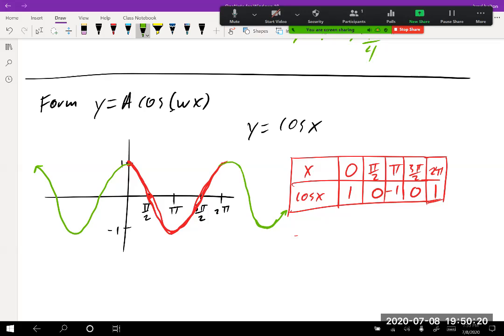Yeah, I don't want to do that one. Let me find a better one. Let's do a cosine one. Yeah, let's do this one, I guess.